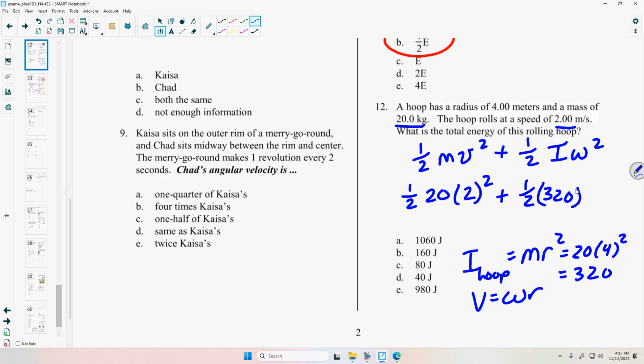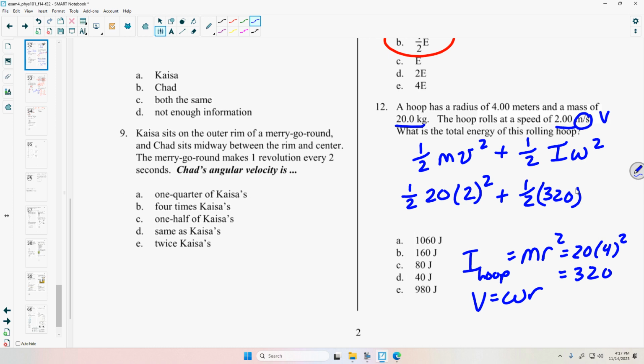You will see a problem similar to this. It might be this one. I don't remember. The two classes have different quizzes, so one of you might have this one. Anyway, watch the units. If it says meters per second, I know that's V. If it's revolutions or radians per second, it would just be radians per second. If it's radians per second, then I know that's omega.